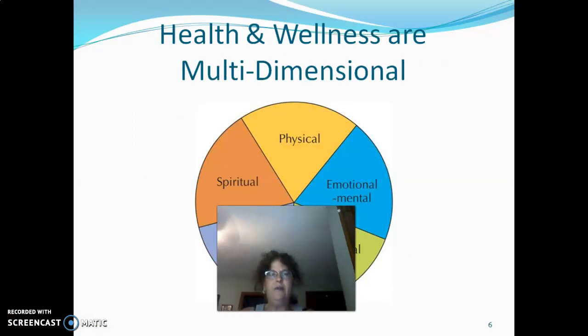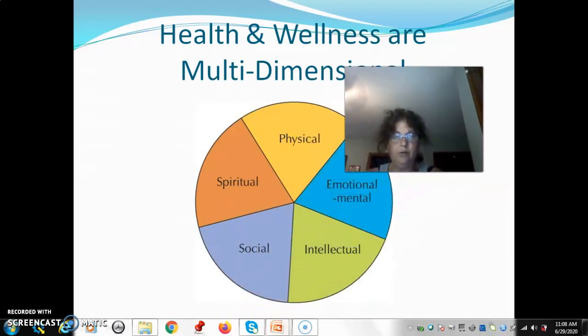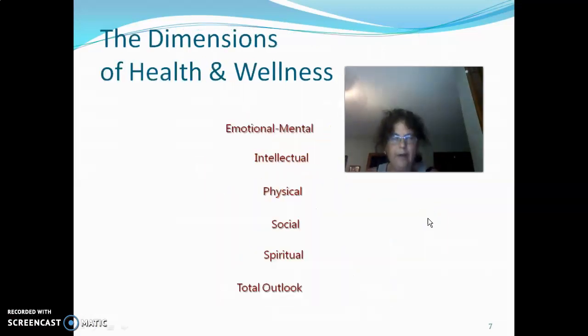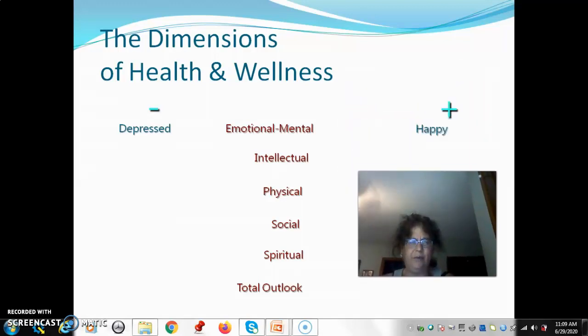So there are 5 dimensions of health and wellness, wellness being a positive component of health. Physical, the name of this class, spiritual, emotional, which could also be referred to as mental health, your social wellness, and your intellectual wellness. So here they are again, and these are the 5 dimensions, and you can look at them in the way that you perceive and how you feel about it, saying, okay, in terms of my emotional and my mental health, am I feeling happy on the positive end, or kind of depressed on the negative end? What is my perception?